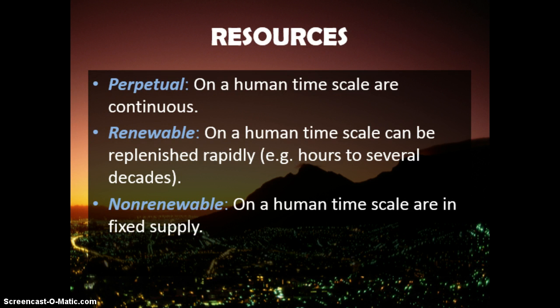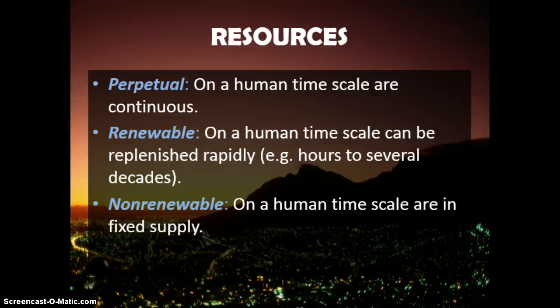Now, when we're talking about these systems, we also want to talk about the resources that we're using in these systems. And there are several different types of resources you should know about. First one is called a perpetual resource. So on a human scale, these will never run out, basically. So these are things like solar power, wind energy, tidal energy. In our human lifetimes, we're not going to run out of sun. The sun is going to be there for several billion years probably after we're gone. So that is a perpetual resource.